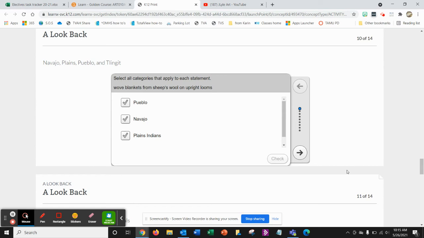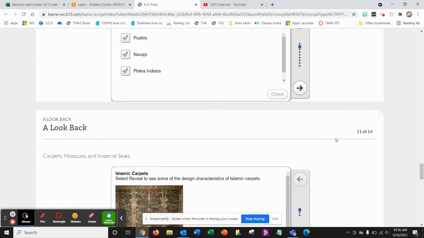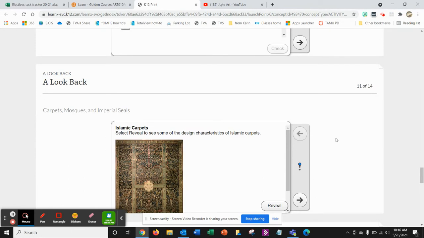Who wove blankets from sheep's wool on upright looms? If we said Pueblo, we would try again. If we said Plains Indians, we would try again. So that leaves us with Navajo, correct? Correct. Artistry focused on portable items like clothing, shields, and teepees. And so this is something else you can go and check yourself on in this Unit 5.15.